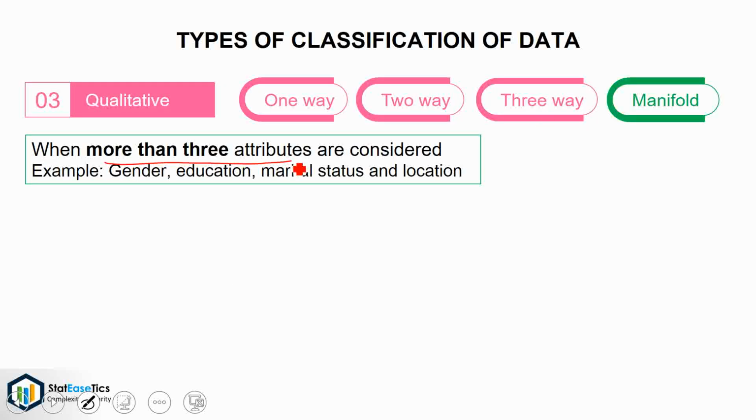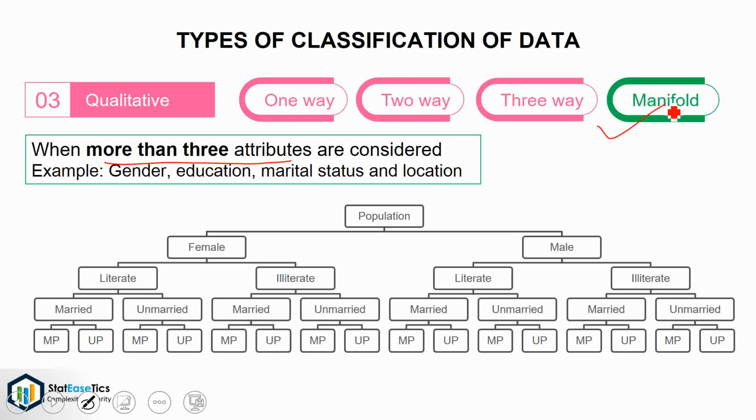When more than 3 attributes are considered for classification, it constitutes manifold classification. For example, classifying population firstly based on gender, then education, then marital status, and location. So here 4 characters, that is more than 3 attributes like gender, education, marital status, and location are considered for classifying, hence it constitutes manifold classification.